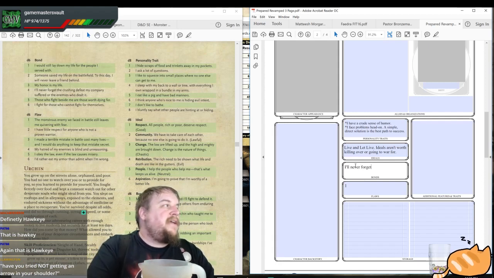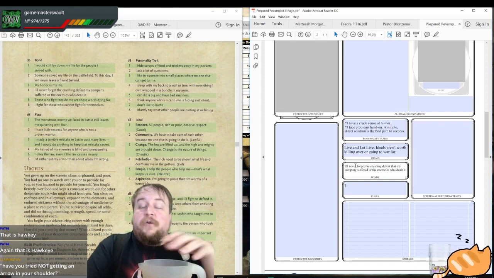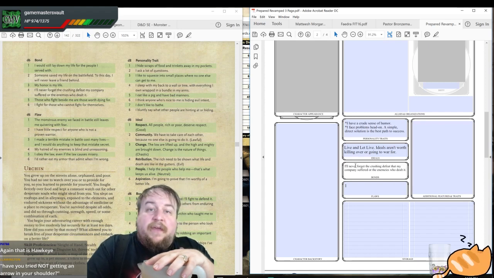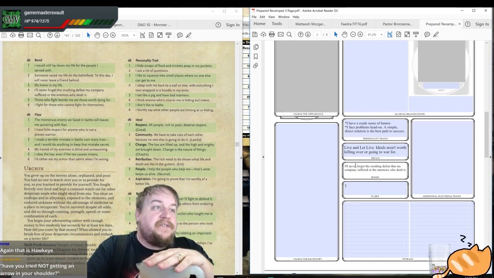I'll never forget the crushing defeat that my company suffered, or the enemies who dealt it. Those could be other humans or humanoids. Those could be maybe bestial humanoids like gnolls, or we could go the classic, well, the orcs are invading again, or goblins or something. This could be monstrous creatures.